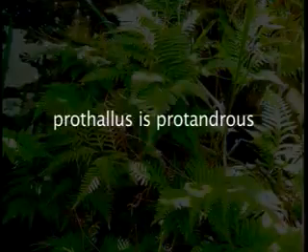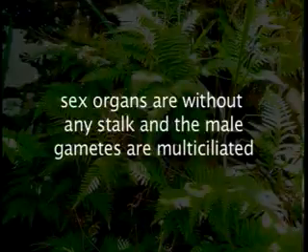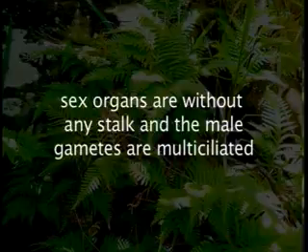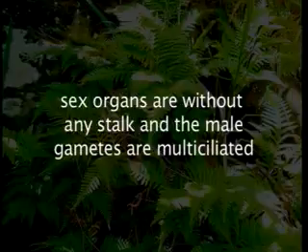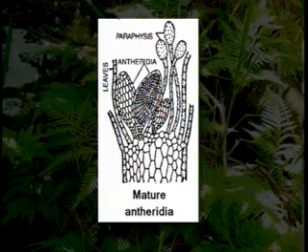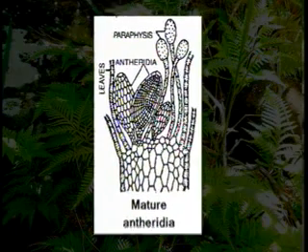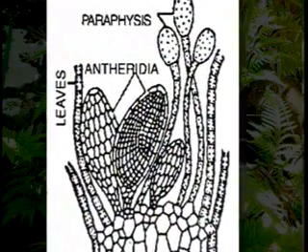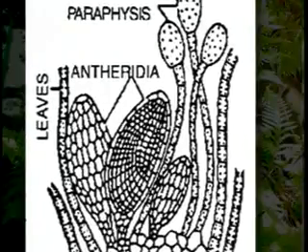Hence, prothallus is protandrous. The sex organs are without any stalk and the male gametes are multiciliated. Now the sex organs. First, the antheridia. These are the male sex organs which develop and mature earlier than archegonia. These are small, sessile and globular structures.